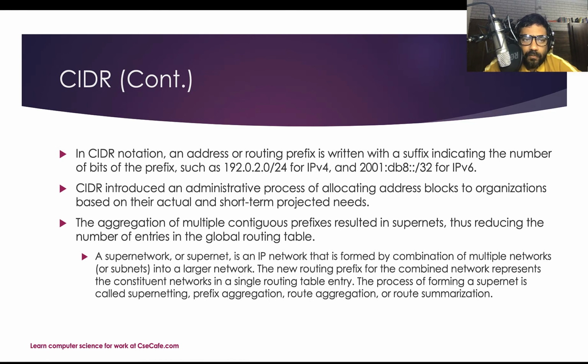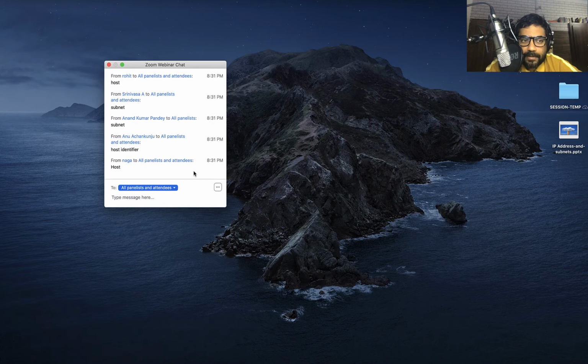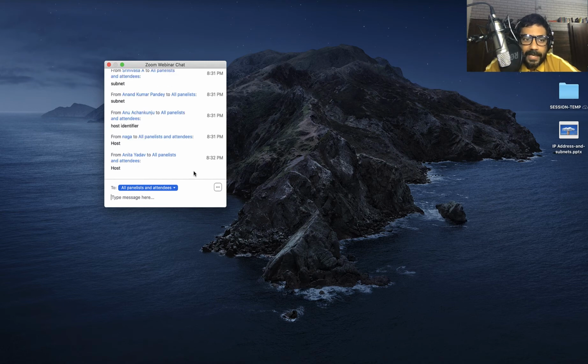Okay, so what do you mean by routing prefix? Is it the NID part or the HID part? Is it the network identifier part or the host identifier part? The routing prefix. Can anybody guess? You might have seen the previous PPT, but can you guess from the name whether it is a network identifier part or host identifier part?